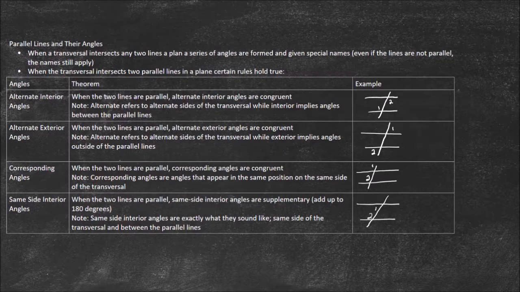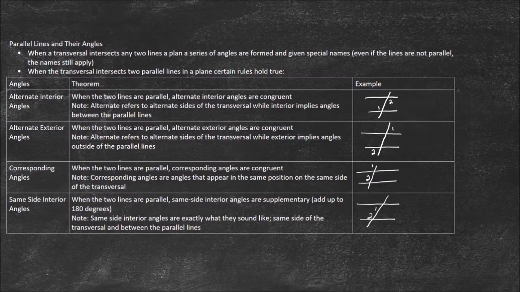Today we're going to talk about parallel lines and their angles. So when a transversal intersects any two lines, a series of angles are formed and given special names. Even if the lines are not parallel, these names still apply. But when the transversal intersects two parallel lines, certain rules hold true.